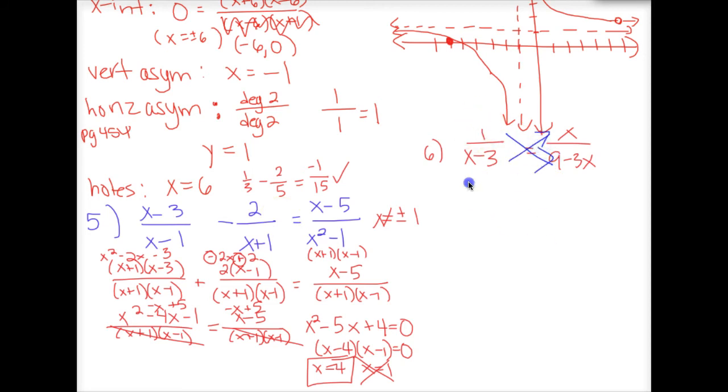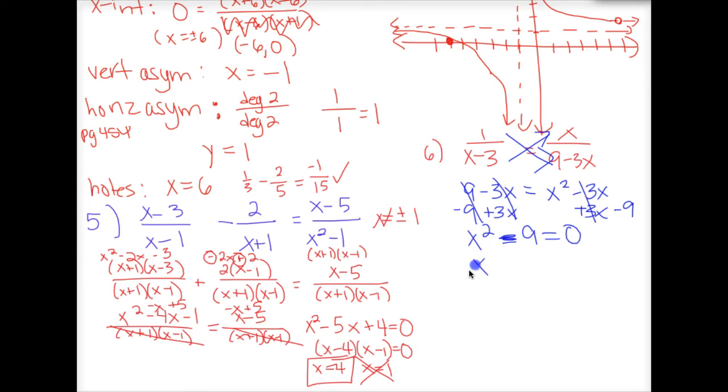So when I do that, 1 times 9 minus 3x is 9 minus 3x. Over here, x times x minus 3 is x squared minus 3x. So again, this is quadratic, which means if I'm going to solve it, I want to move everything over to get it equal to 0. So these cancel too. So I've got x squared minus 9 equals 0, which means x equals plus or minus 3.